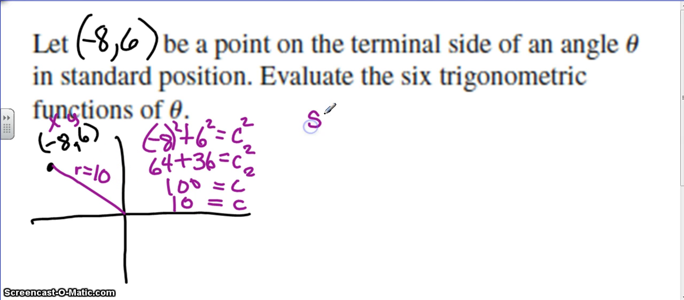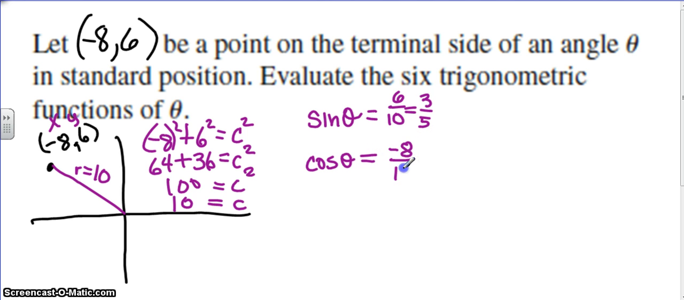So the sine of theta is equal to y over r. So that would be 6 over 10, and then we can simplify that. That would be 3/5. The cosine of theta is x over r, so negative 8 over 10. And again, simplify this: negative 4/5. And the tangent of theta is y over x. So that's going to be 6 over negative 8, which is negative 3/4.